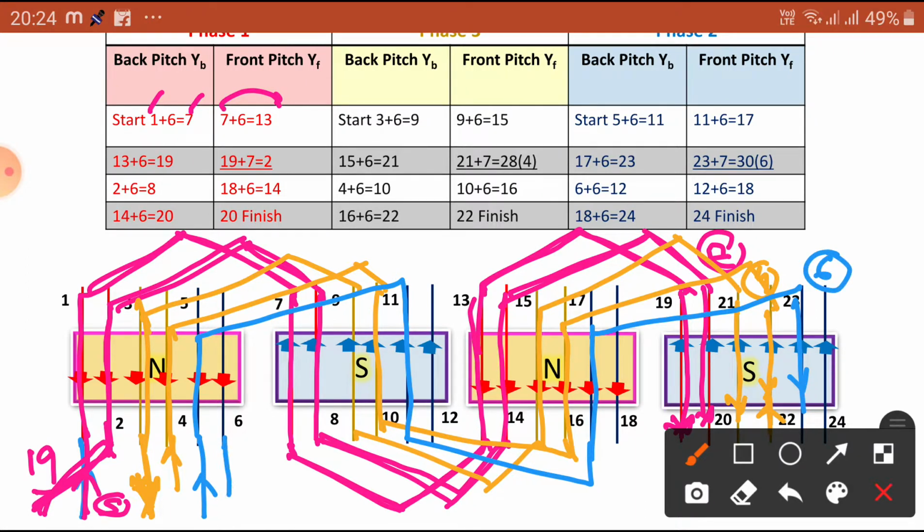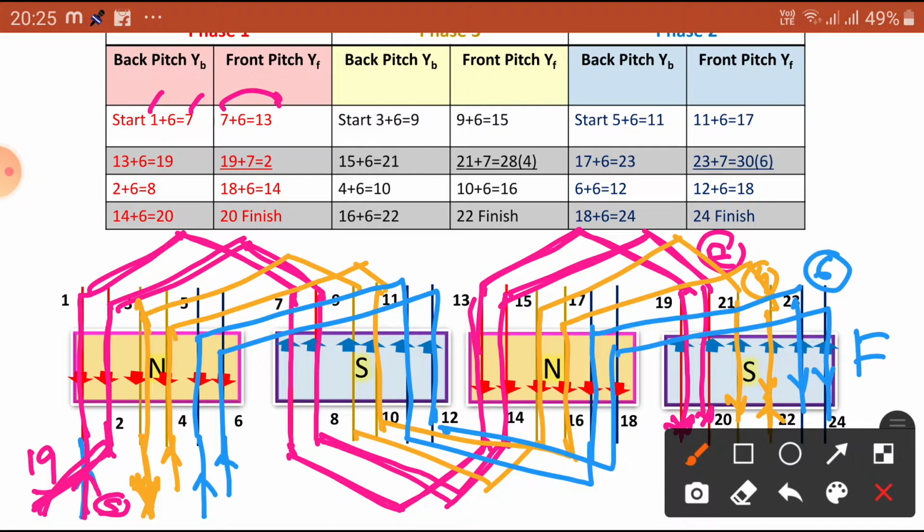Now this is the 6th conductor entered here, and 6 plus 6 is the 12th conductor. We are going to connect the 6th here, and 6 plus 6 is the 12th. We connected 6 plus 6, 12, and 12 plus 6 is the 18. This should be connected to the 18th here, and 18 plus 6 we are going to connect the 24. This is the last conductor. This is the finish. In such a way you are going to connect.